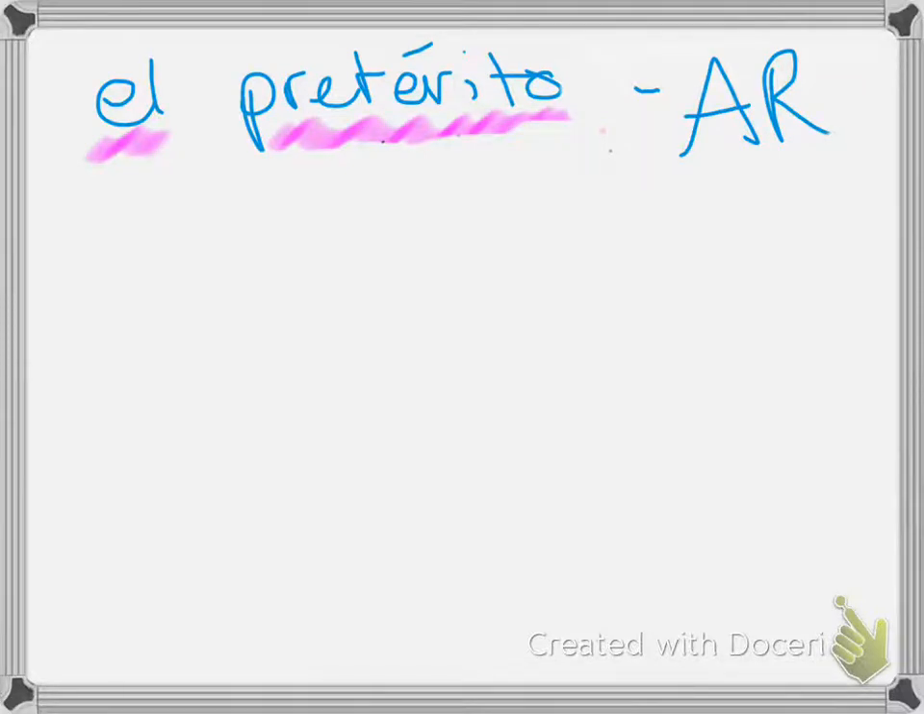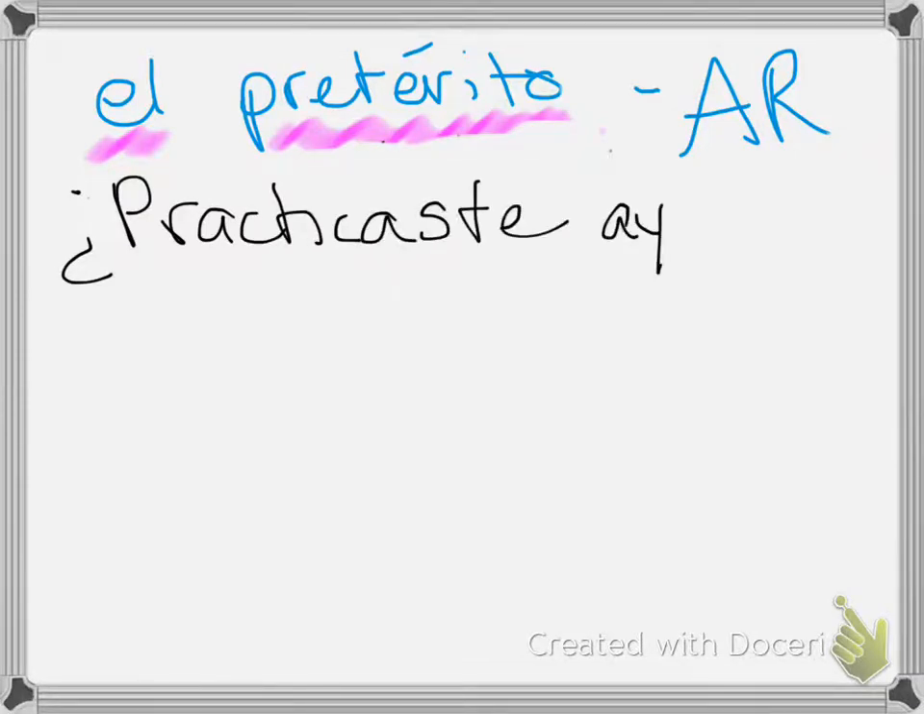Bien, entonces, por ejemplo, if I'm reading, we're going to do an example with a question here. We've got practicaste ayer. Okay, so when I look at this, practicaste ayer, I'm noticing this ending, right?